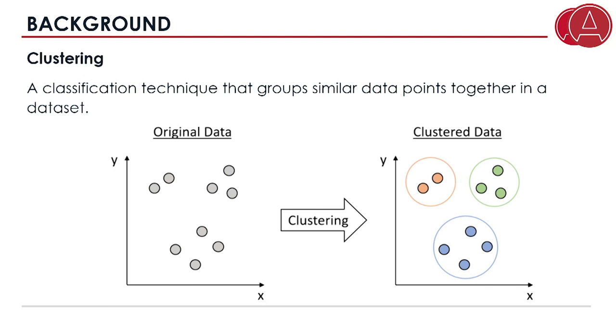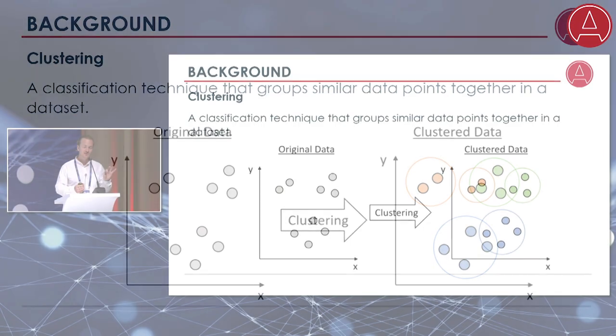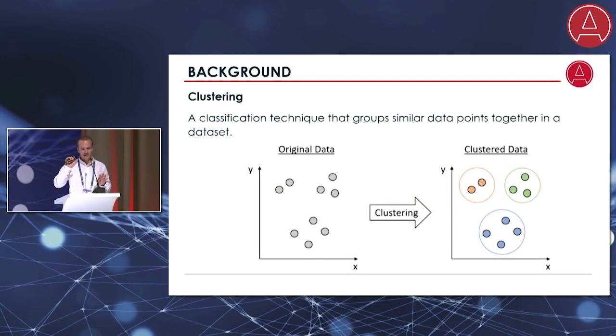Right. So for context, clustering is a classic classification technique. It's a field of machine learning. And just for interest, clustering is unsupervised learning. So you give it input, it gives you output. There's no learning involved. Okay, it's always going to give you the same thing as well.